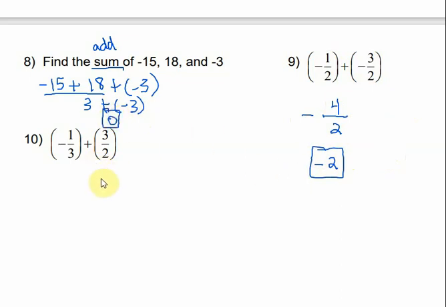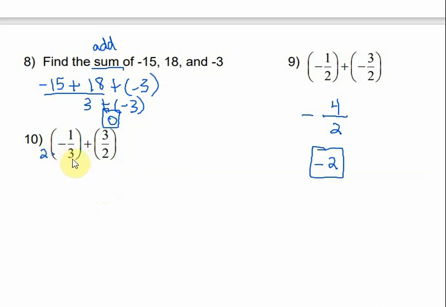Okay, then number 10. Do we have a common denominator? No, we don't. So we need to get a least common denominator. So what would the least common denominator be between 3 and 2? It would be 6. All right, so then I ask myself, what do I need to multiply 3 by to get 6? It would be 2.